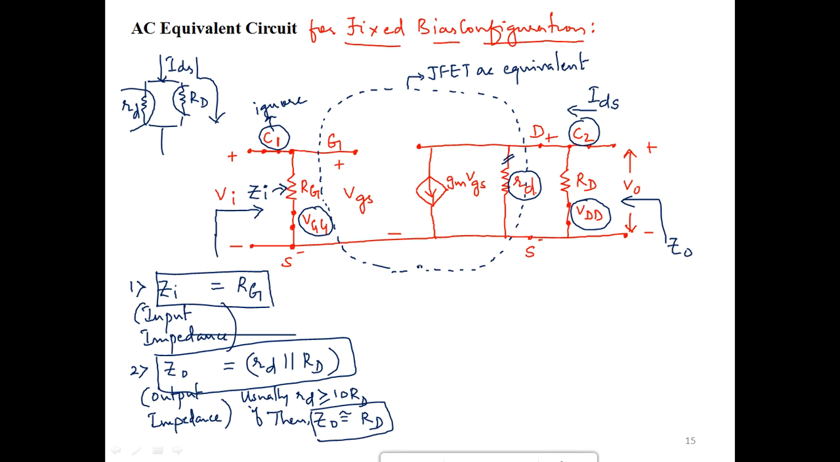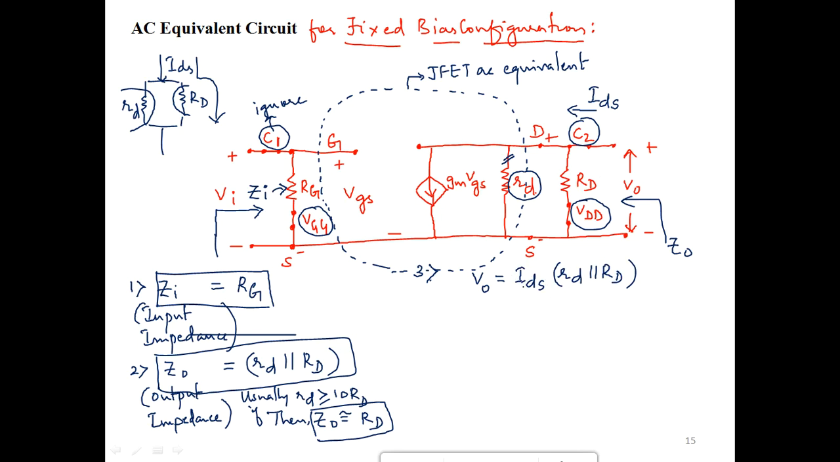Then moving forward, let us again focus on the output portion. How can I express the output voltage? Voltage is nothing but the product of current and the resistance. So it is IDS multiplied by the resistance offered at the output side. At the output side, the resistance offered is small rd parallel to capital Rd.